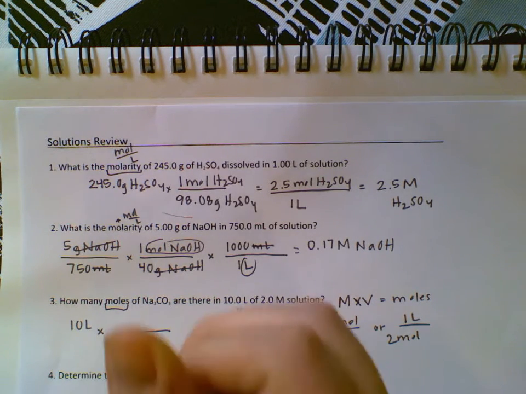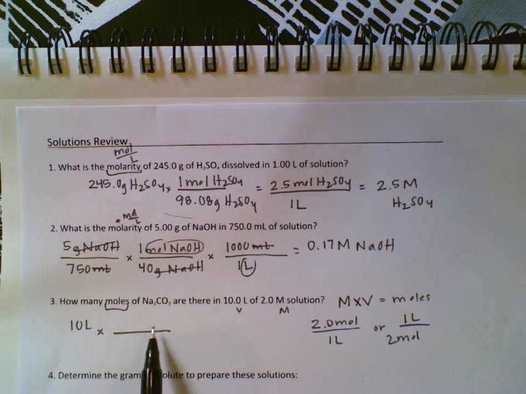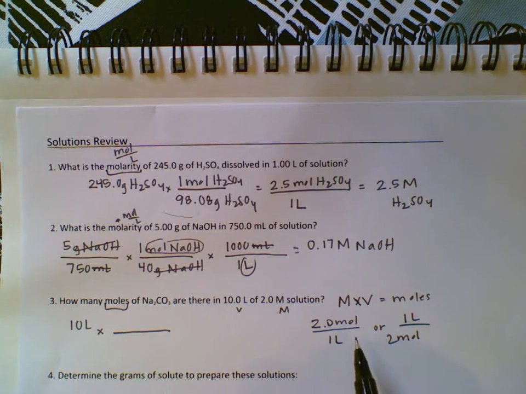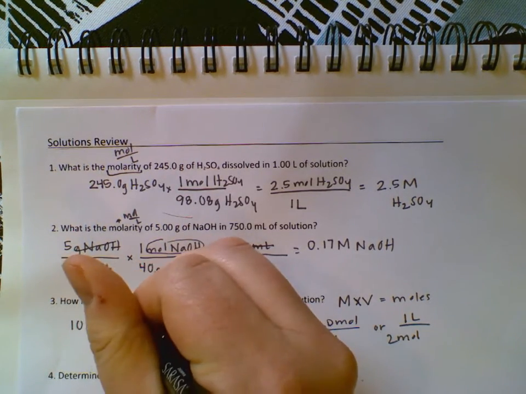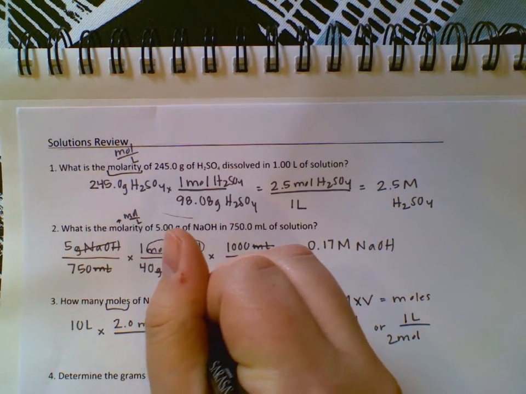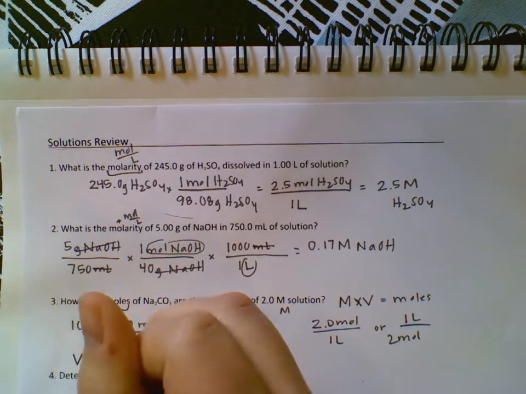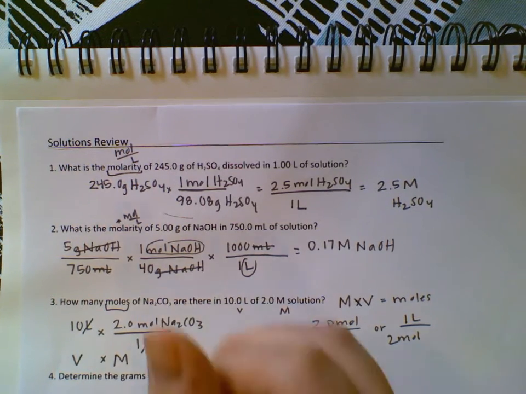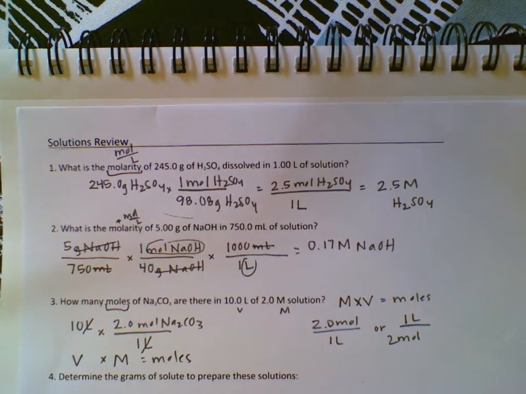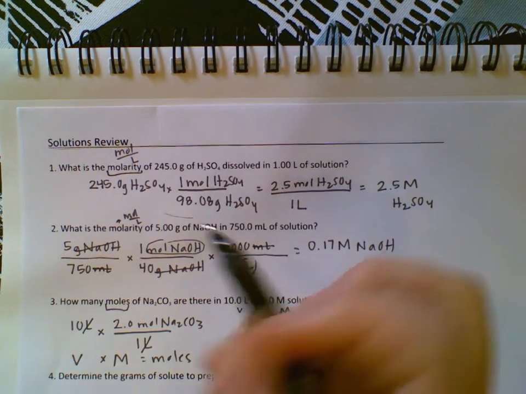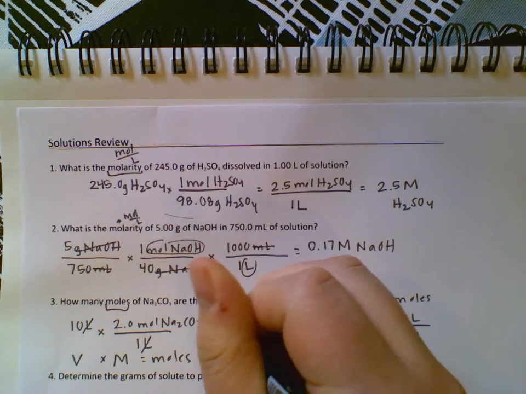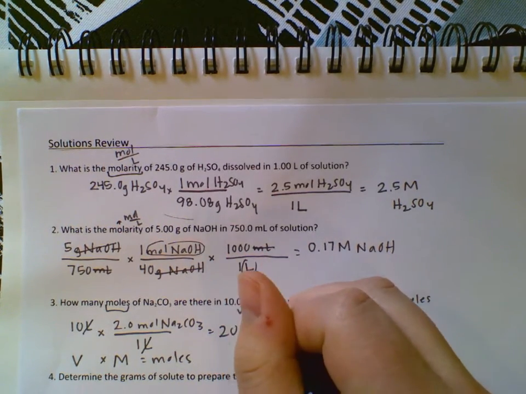So I'm going to need my mole unit to be up at the top part of this fraction, and the liter needs to be on the bottom to cancel out. And that is where the M times V gives me my moles. Because if I take 2.0 moles of Na2CO3 over 1 liter, this allows liters and liters to cancel out. So if I take volume times molarity, it always gives me my moles. Okay? So my number of moles in this case is going to be 10 times 2, which is going to be 20 moles of Na2CO3.